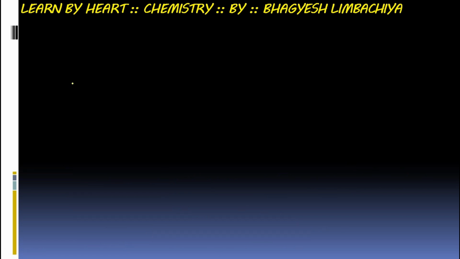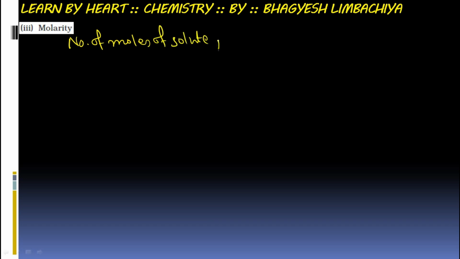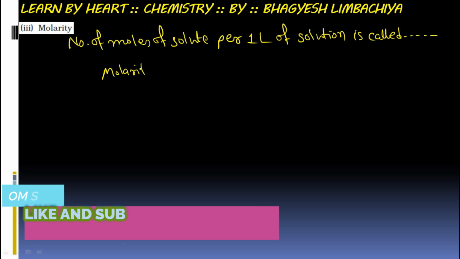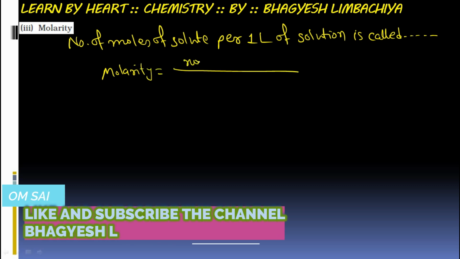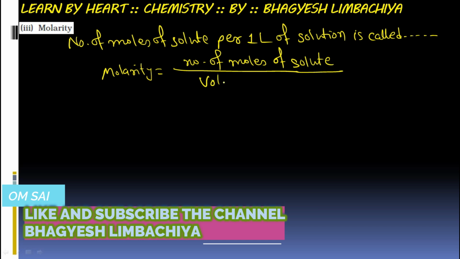Third is molarity. Molarity means the number of moles of solute per 1 liter of solution. So the formula of molarity is the number of moles of solute divided by the volume of solution in liter.